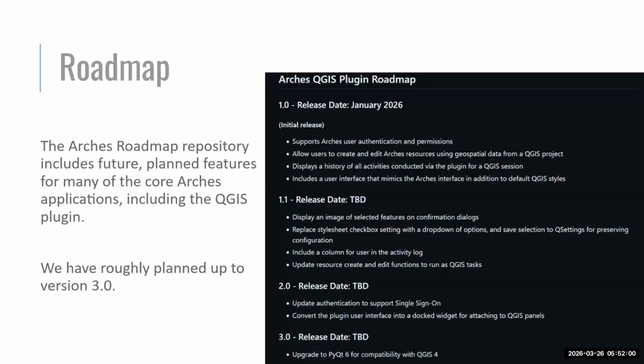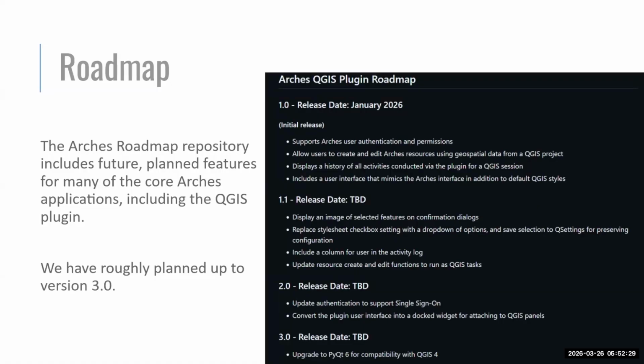There are a few things I didn't go into. It recognizes whether your model's got multiple geometry nodes, so if that is something that you've modeled, you can upload to one or the other, along with some other things. So we've got the Arches roadmap, which is also a GitHub repository, primarily for developers, but anyone can see it. And yeah, we've got up to version 3 planned, really, and this is probably going to grow as well.